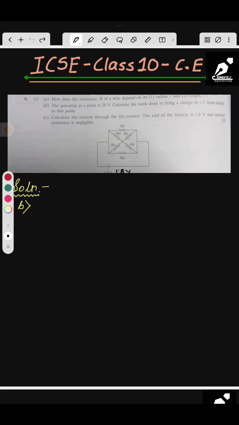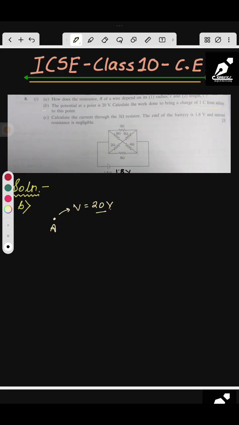Okay, let's proceed. So this question begins with 8b. The potential at a point is 20 volt. Calculate the work done to bring a charge of 1 coulomb from infinity to this point. Suppose there is a point, whatever the point is, point A. You say that the potential V at this point is given as 20 volt.